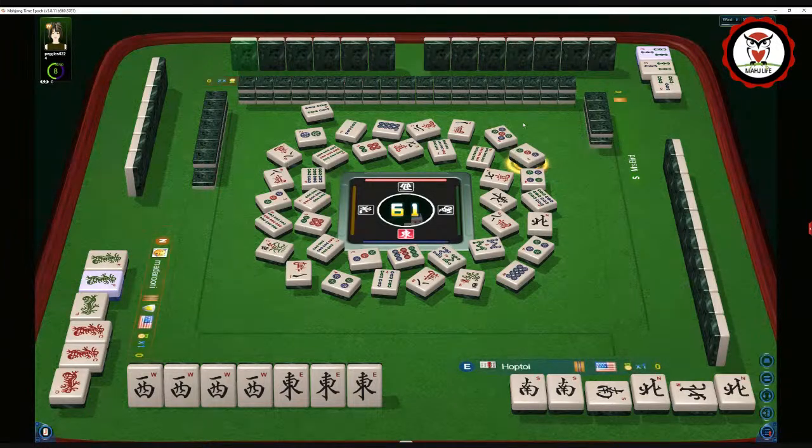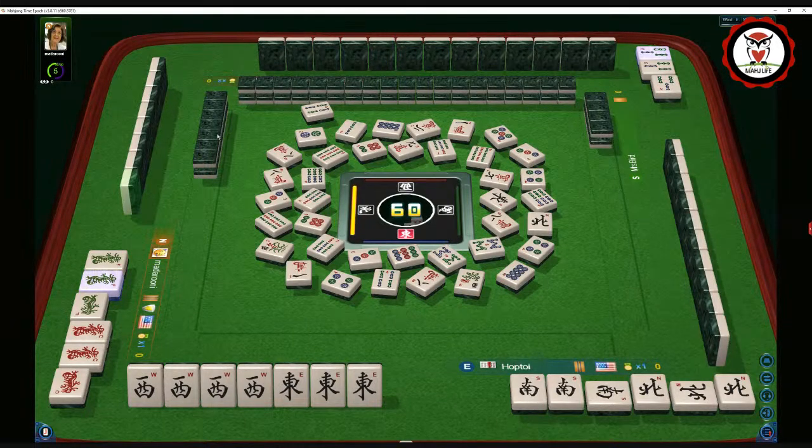We're still in the middle game. We have about four more picks, and then we'll be in the end game.